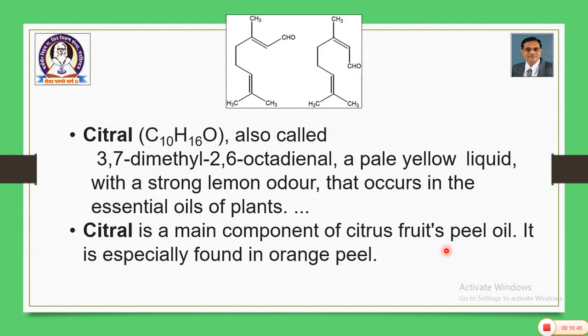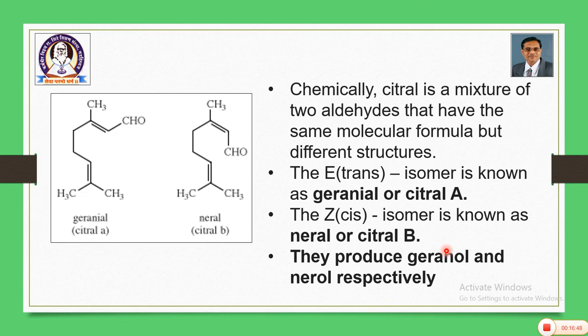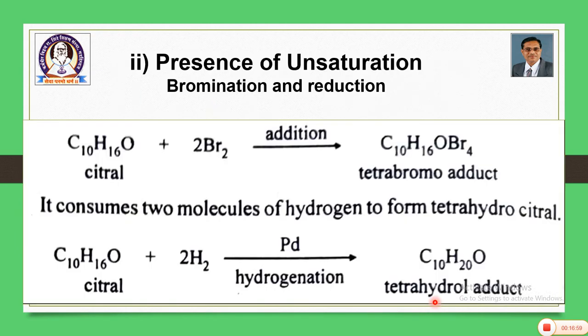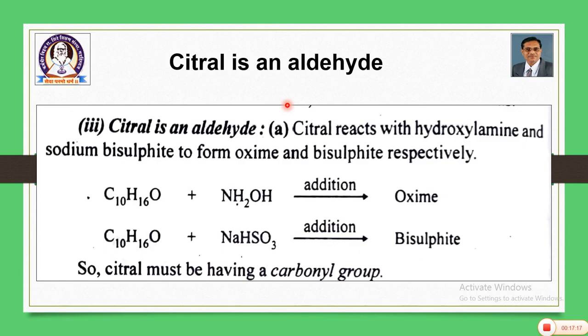The isomers present are two, one is called geranial, the other is called neral. These are the two possible isomers. Then the molecular formula is C10H16O. Then citral undergoes bromination indicating presence of unsaturation, and citral undergoes reduction indicating again the presence of unsaturation. By considering the number of bromines consumed and the number of hydrogens consumed, the unsaturation is of 2 double bonds. So, citral has 2 double bonds, so 4 atoms are consumed.